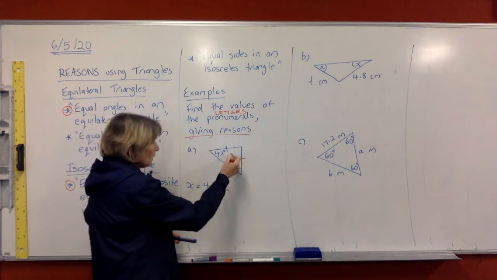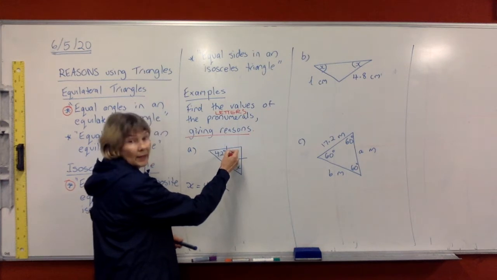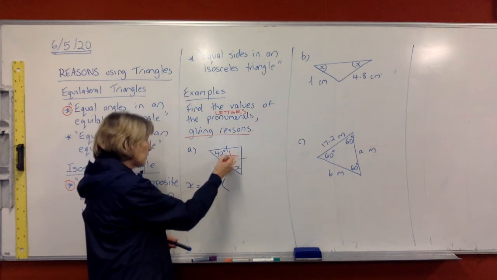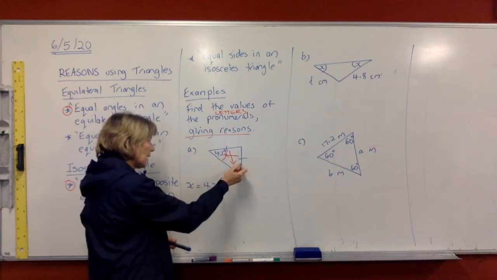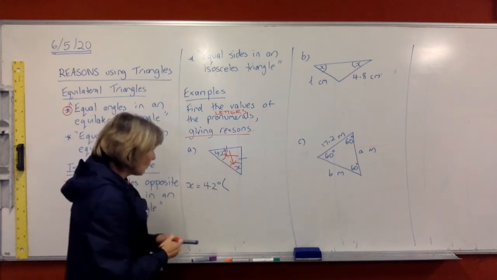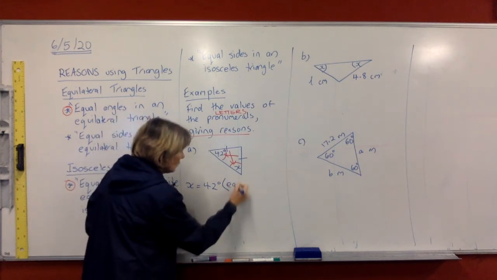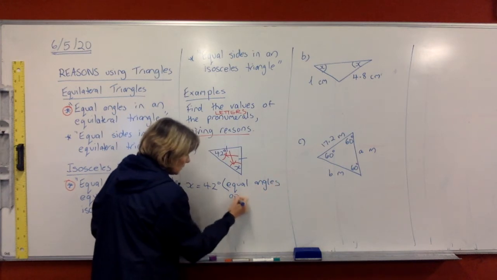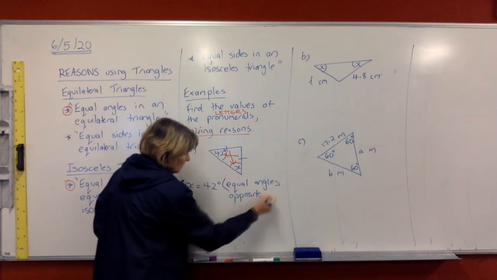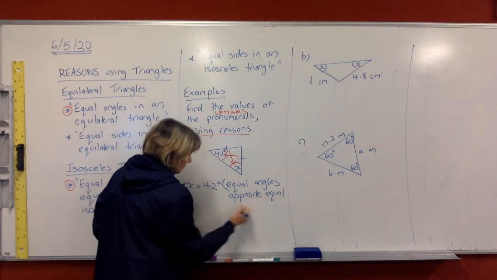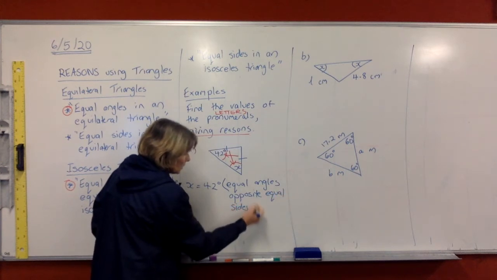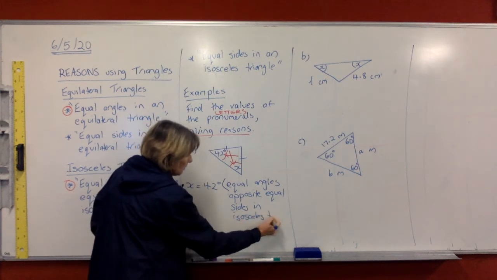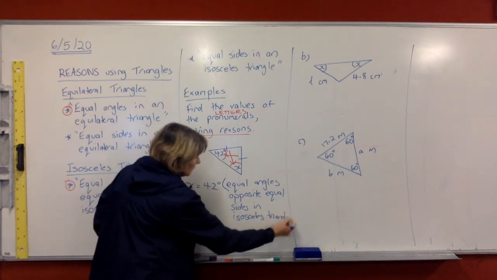Okay, so if we go from this equal side that they gave us, opposite it, and go from the other equal side opposite it, you are pointing at two equal angles. So we are using the reason equal angles are opposite the equal sides in an isosceles triangle. You can leave out "and" if you like. But the important words have to be there.